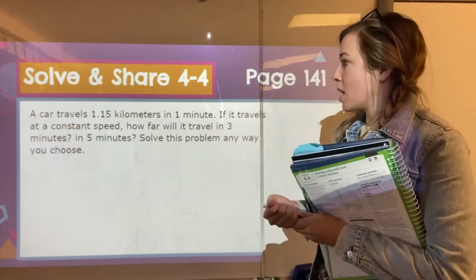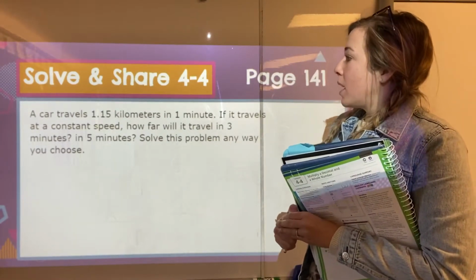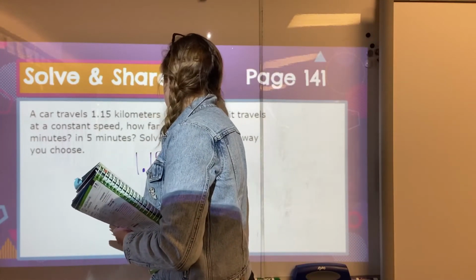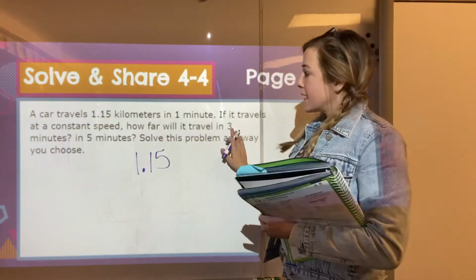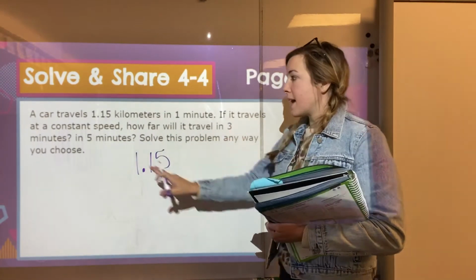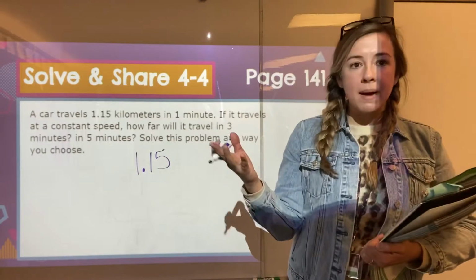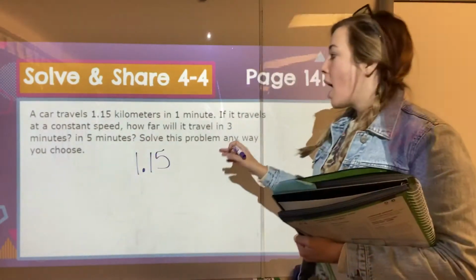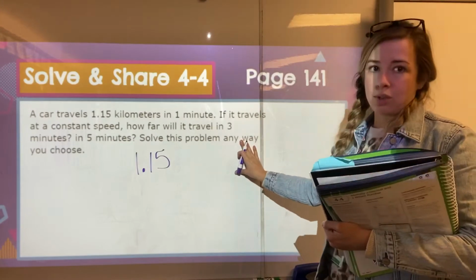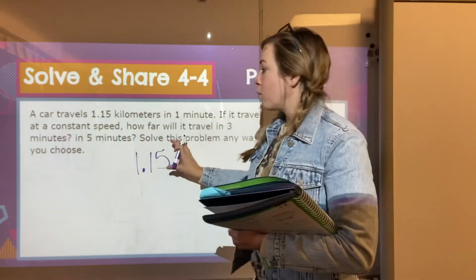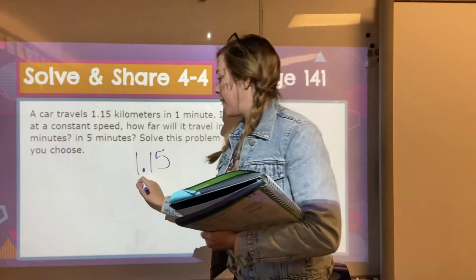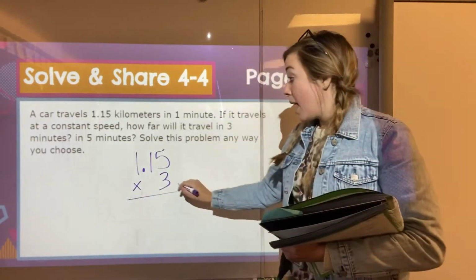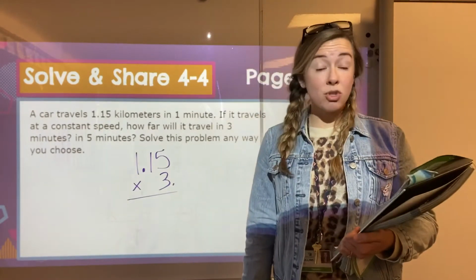Okay, let's go. So we have our 1 15/100 kilometers in 1 minute. So now I need to see how far it would travel in 3 minutes and then in 5 minutes. So last time we talked about using repeated addition and multiplication to check our answers. I'm going to go ahead and just dive into our multiplication. So if 1 15/100 kilometers is in 1 minute, then for 3 minutes, I would just have to multiply it by 3.